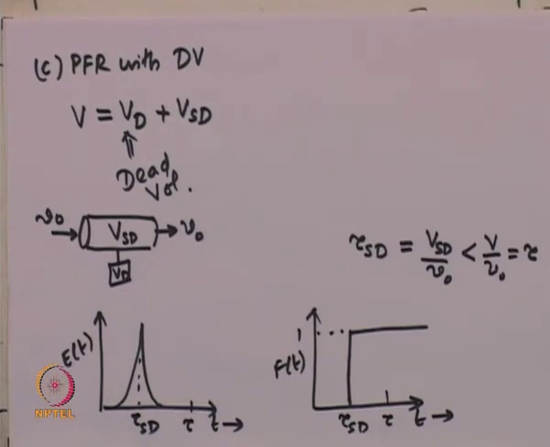So, what we have seen in this lecture is the different RTD functions for different operations of a CSTR and the different operations of a plug flow reactor, and we will continue from here in the next lecture.